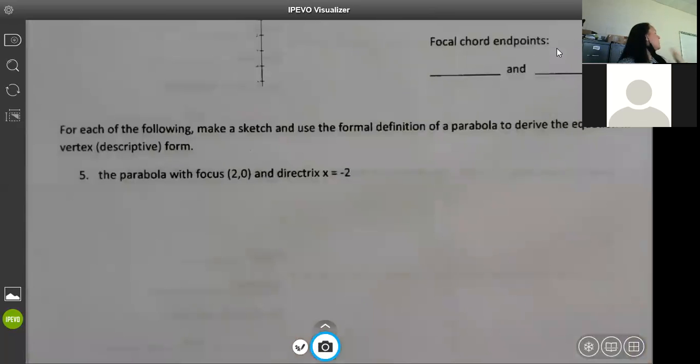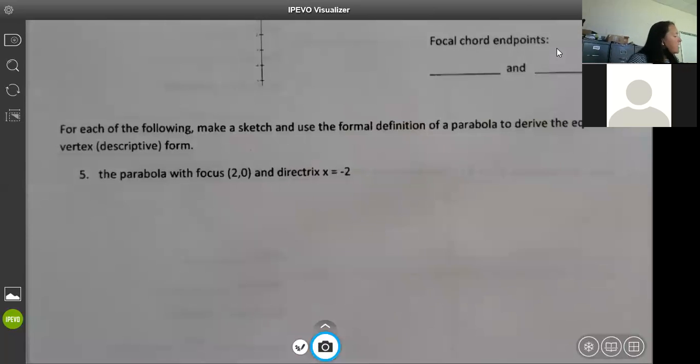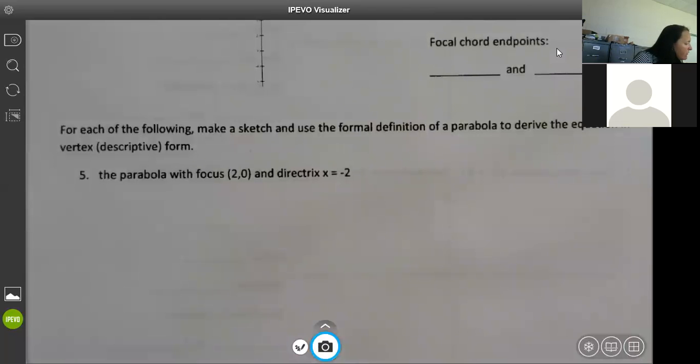1 through 4 is exactly what we did in the notes, okay? So I'm going to go over 5 and 6 so that you guys will understand how to do this. Now, be careful on number 4. It's got a lot of decimals. They're not bad though, because it's 0, 0. Remember that, but it's weird decimals, okay?